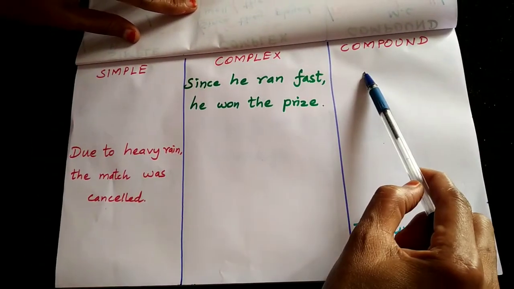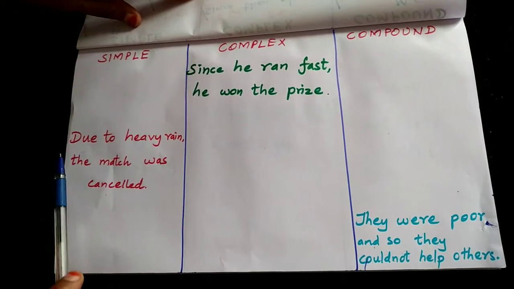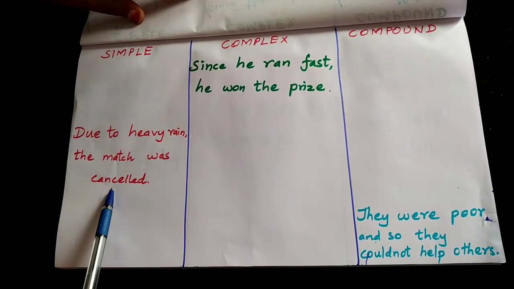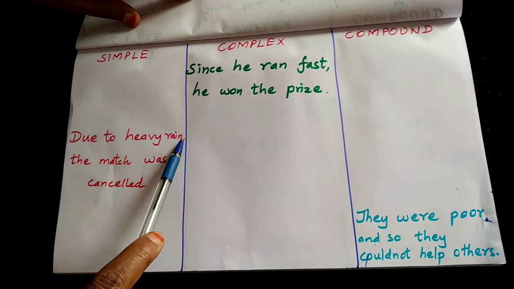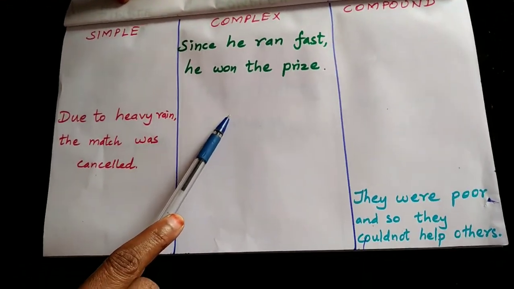Then the compound sentence: he ran fast and so he won the prize. Next, due to heavy rain, the match was cancelled. Due to heavy rain is the phrase. Due to heavy rain should be changed into the subordinate clause.